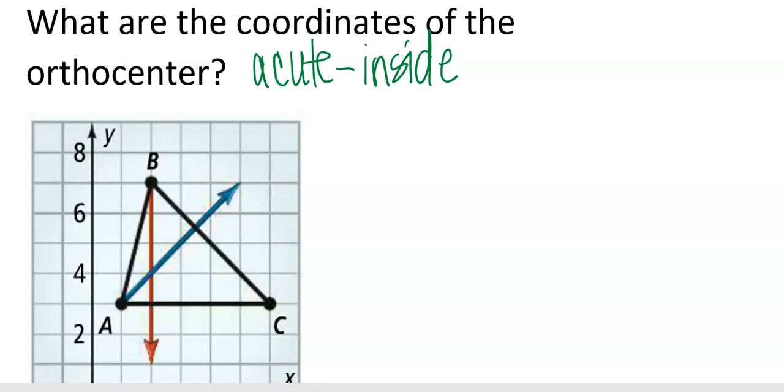So step 1, you're going to choose a side. Doesn't matter which side you want. Let's do BC first. Okay, so choose a side. I'm going to say BC. Find the slope. Okay, so find the slope of BC.